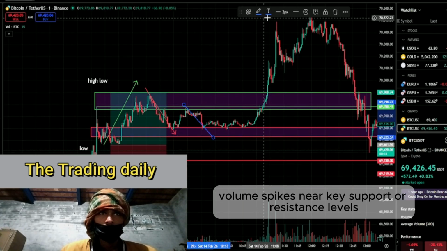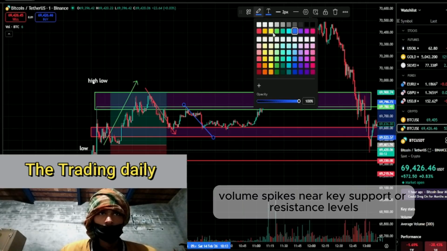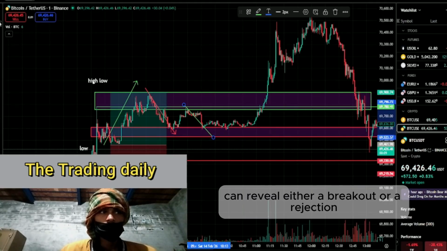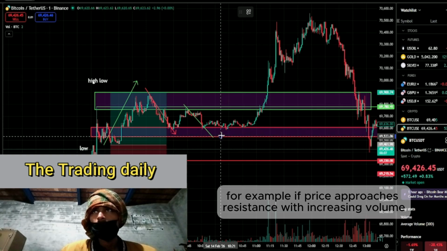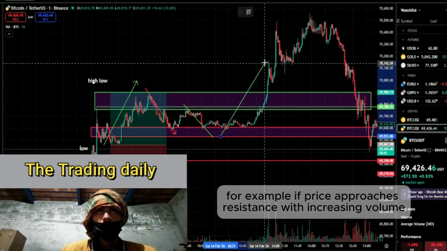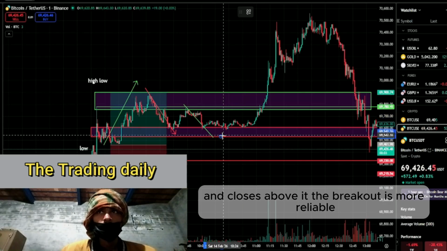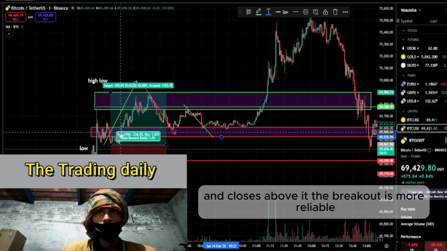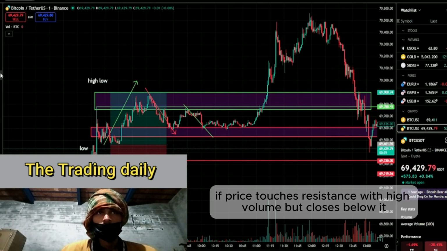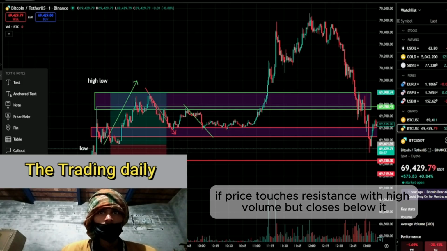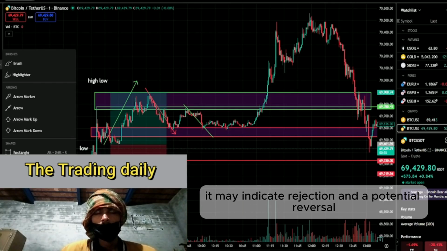Volume spikes near key support or resistance levels can reveal either a breakout or a rejection. For example, if price approaches resistance with increasing volume and closes above it, the breakout is more reliable. If price touches resistance with high volume but closes below it, it may indicate rejection and a potential reversal.